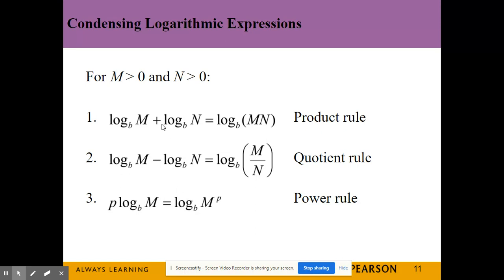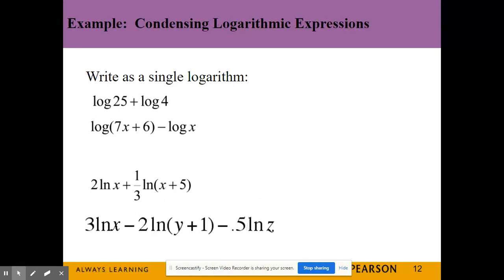So addition on the outside becomes multiplication on the inside. Subtraction on the outside becomes division on the inside. Multiplication on the outside becomes an exponent on the inside. So we're just applying, again, these same rules the other direction. So got 4 examples here. Let's do them.